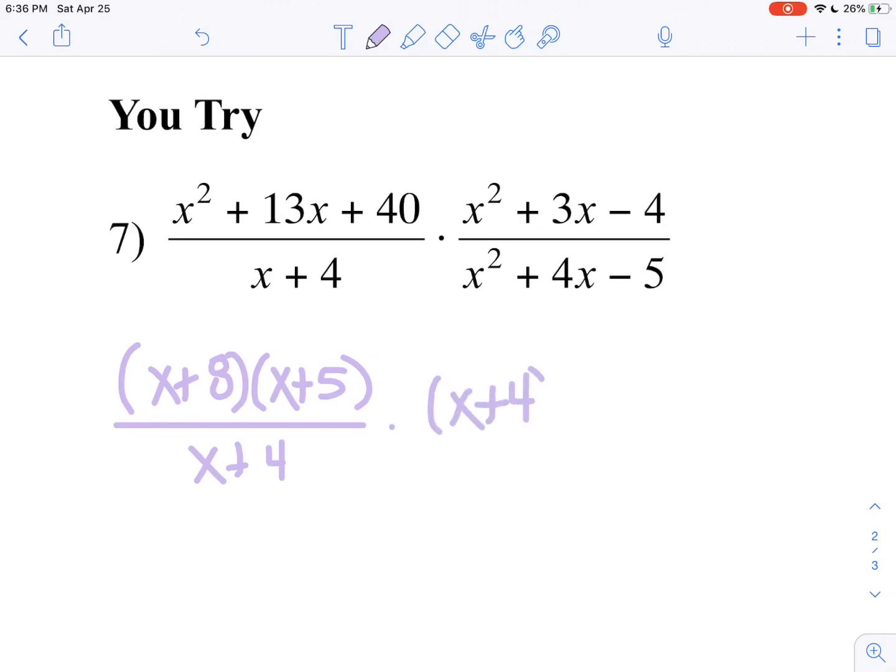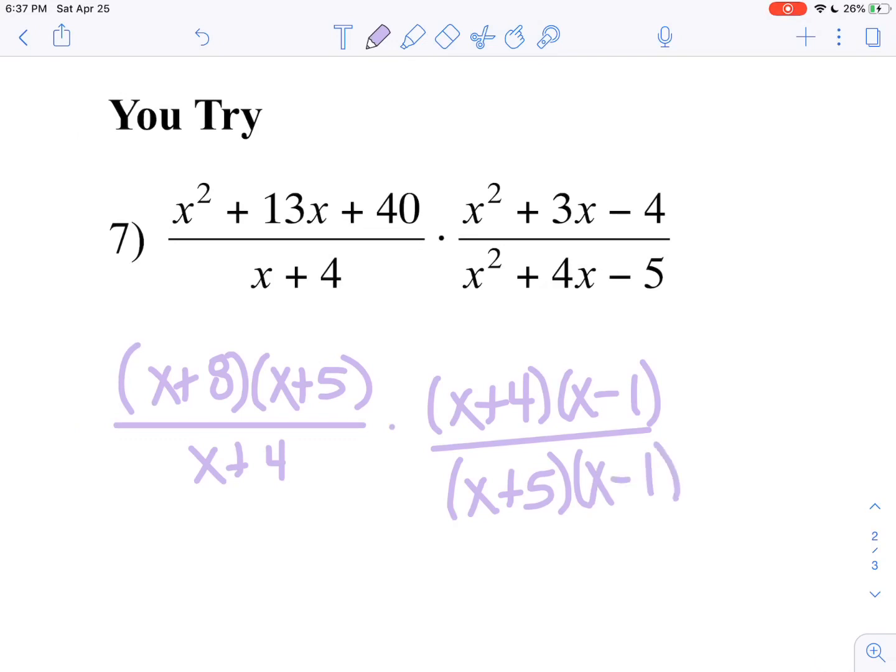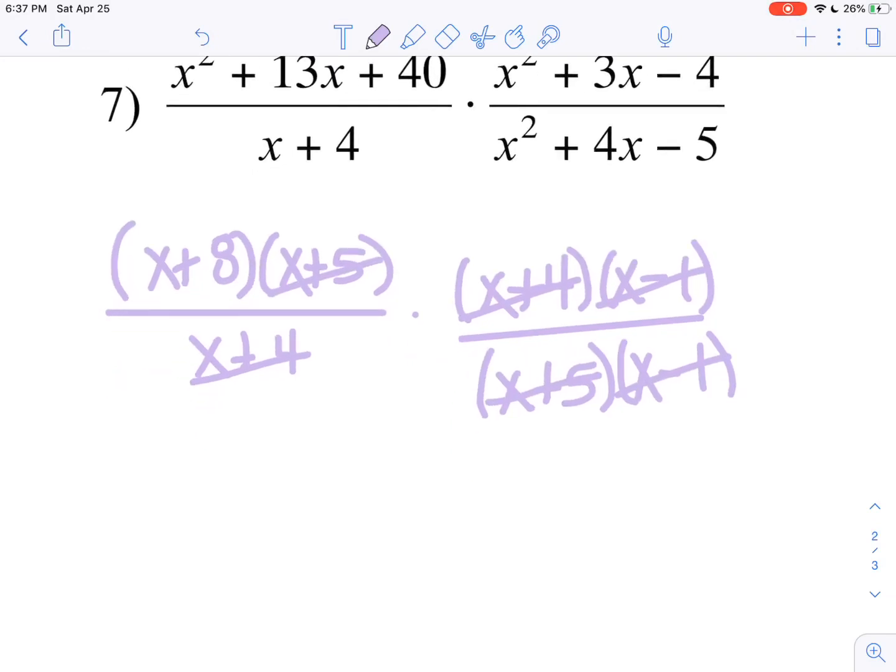So x plus 4, x minus 1, and x plus 5, x minus 1. So I'm going to go ahead and start crossing things out. So I see these x plus 4s match, the x minus 1 match, x plus 5, and all I have left is x plus 8.